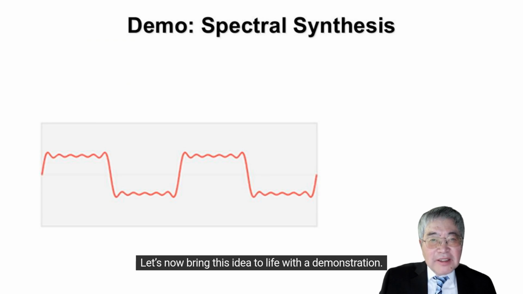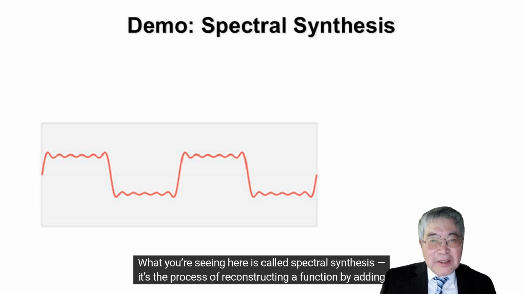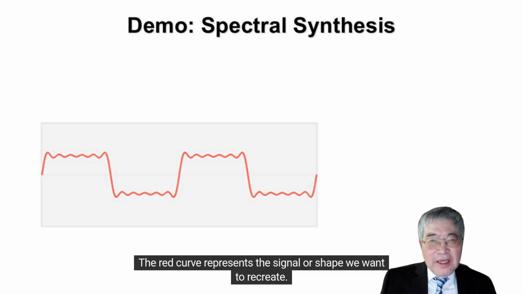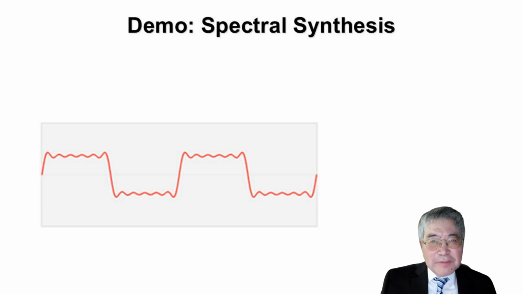Let's now bring this idea to life with a demonstration. What you're seeing here is called spectral synthesis. It's the process of reconstructing a function by adding together sine and cosine waves. The red curve represents the signal or shape we want to recreate. Under the hood, we're combining multiple sinusoidal components, each one a wave with its own frequency and amplitude.